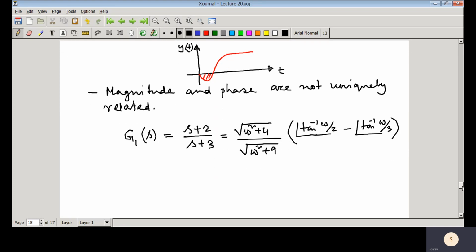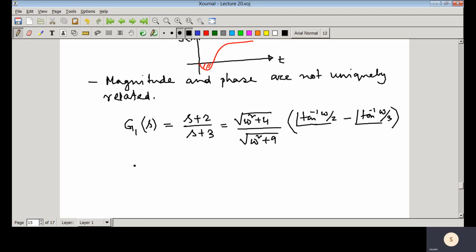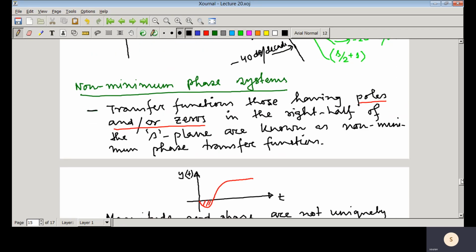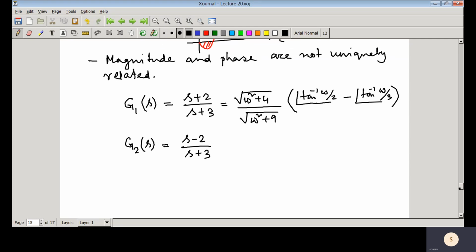But if you take a transfer function g of s, which is (s minus 2) by (s plus 3). According to your definition, that means if there is a pole or zero on the right half of the S plane, and here you can see that there is a zero on the right half of the S plane. So that's why this transfer function is called a non-minimum phase system.